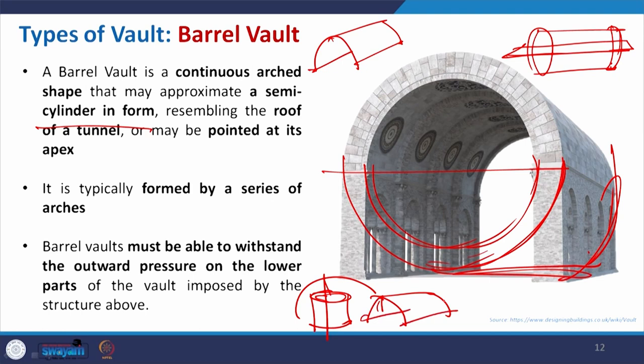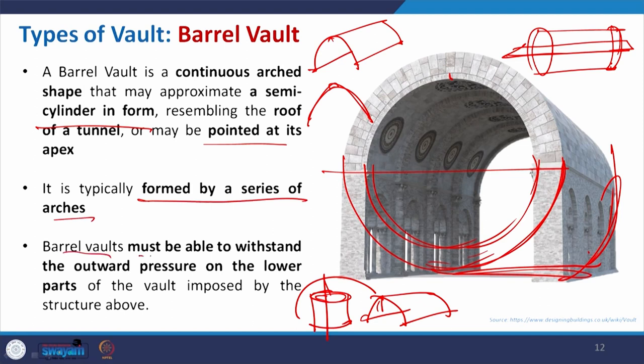This can be used as the roof of a tunnel, as I mentioned, when we make an underground passage, and it may be pointed sometimes. We will not always get this particular thing in a semicircular form. Sometimes, as in some of the images we have seen, it is formed by a series of arches, which is a common phenomenon.